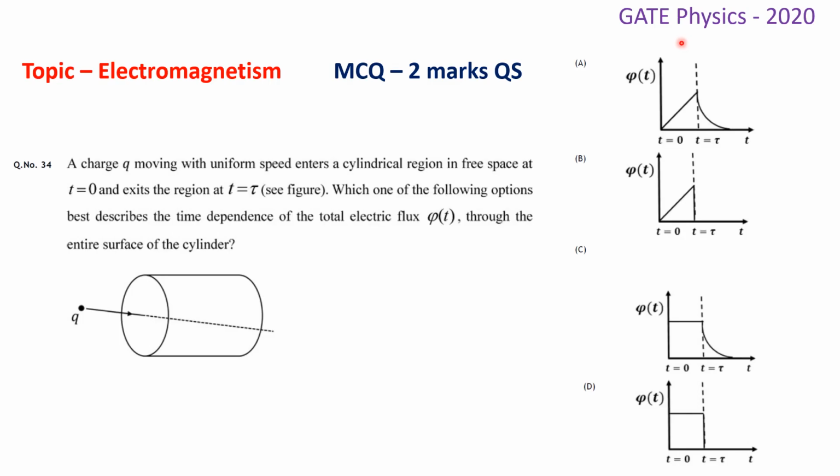This question was asked in the GATE Physics paper 2020. This is an MCQ type question having 2 marks, and the topic of the question is electromagnetism.